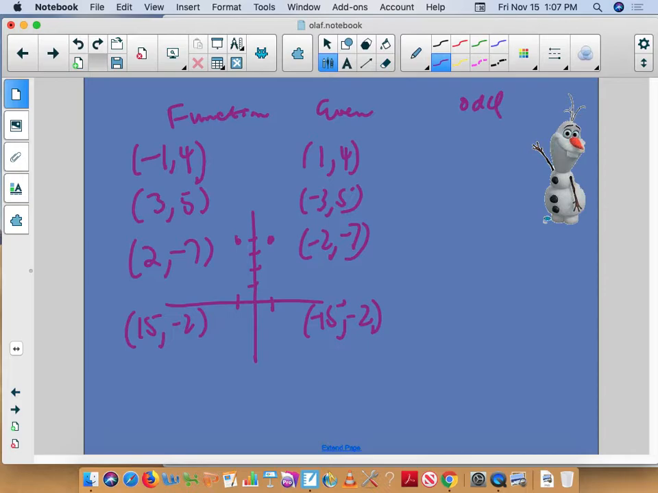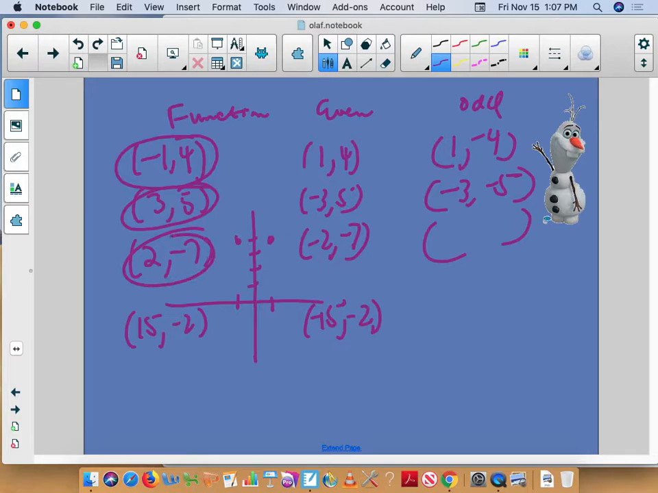Okay? Now what's going to happen with odd, they are total opposites. So this would not be negative 1, 4. It would be positive 1, negative 4. Right, Daniela? Great. This one would not be 3, 5. It would be negative 3, negative 5. This one would not be 2, negative 7. It would be negative 2, positive 7. Total opposites. Okay? This would not be 15, negative 2. It would be negative 15, positive 2.